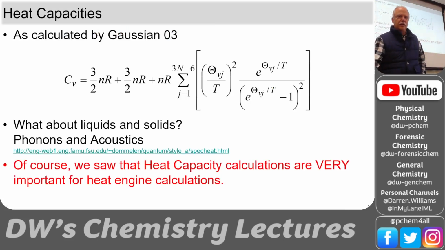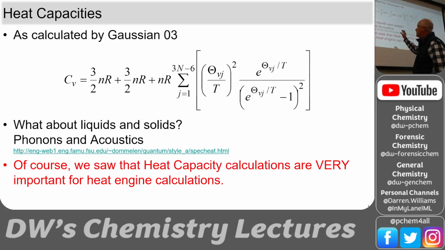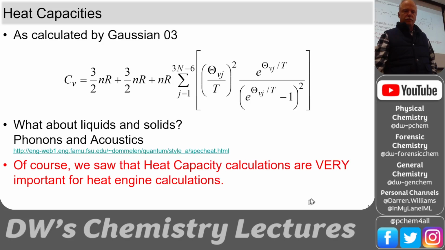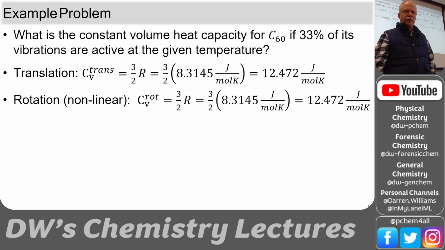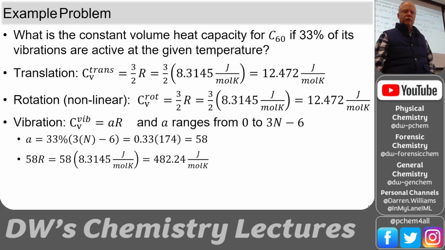So this is the full calculation as calculated by Gaussian. It does the 3/2 R assumption on translation, the 3/2 R assumption on rotation, and then it explicitly calculates the vibrational contribution to the heat capacity. And so these are the numbers that come out of Gaussian. So here's the calculation for C60 that I just talked about. There's the translation piece, there's the rotation piece, and then the vibration piece.